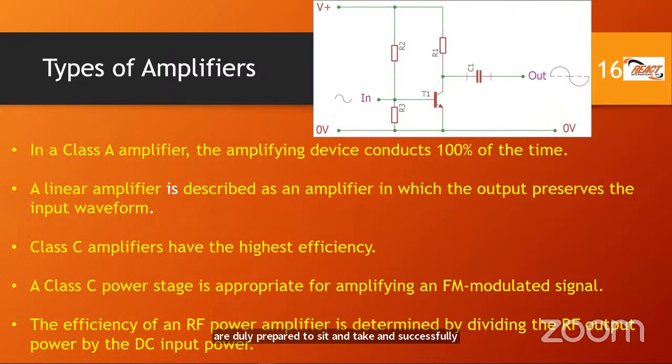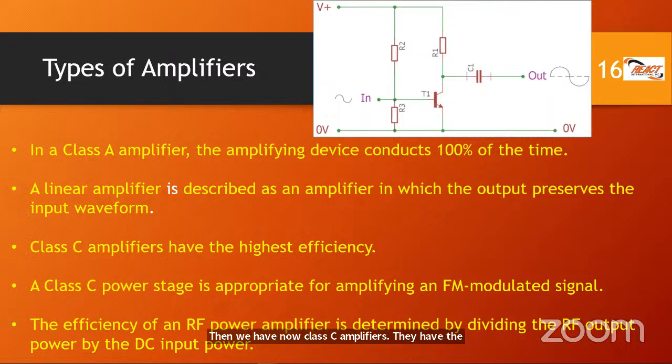All right, so first up, in a class A amplifier, the amplifying device conducts 100% of the time. That's an exam question. A linear amplifier, such as a class A, is described as an amplifier in which the output preserves the input waveform. That means very little distortion, right? So that's a linear amplifier, or class A. Then we have class C amplifiers. They have the what? Highest efficiency.